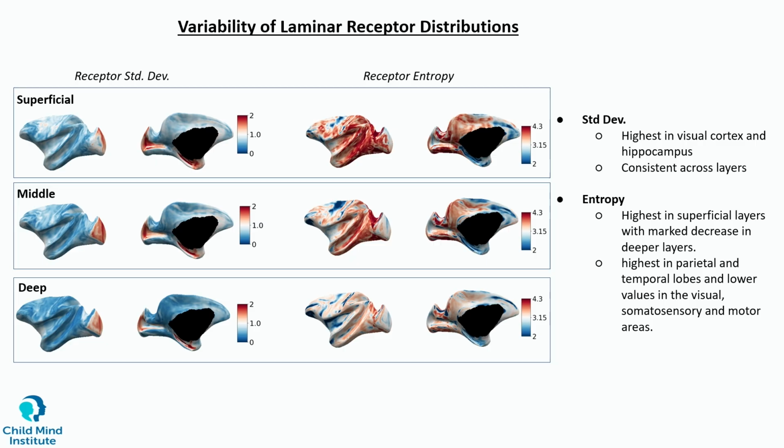However, we see something very different with entropy. Entropy is also a measure of variation, but it's insensitive to scale. And so what this shows us here is that the receptor distributions in the superficial layers are much more surprising, as it were, are much more difficult to predict. And that decreases as we go to deeper layers, which I think kind of makes sense. It suggests that the receptor distributions in the more superficial layers have a more complex distribution, which somehow underpins neural information processing.